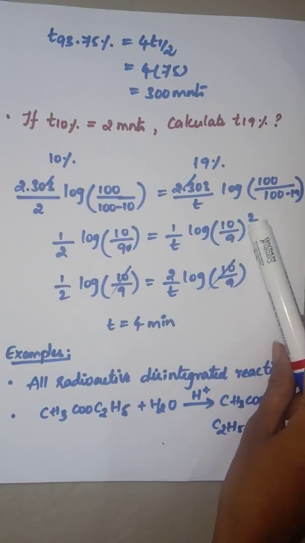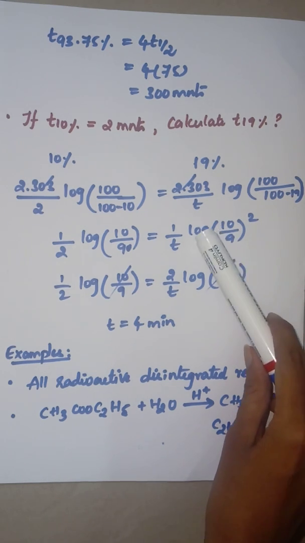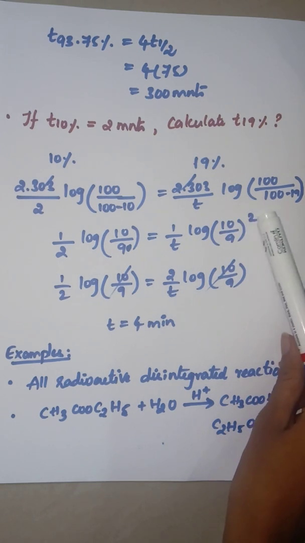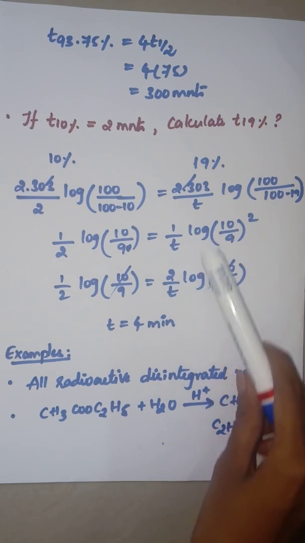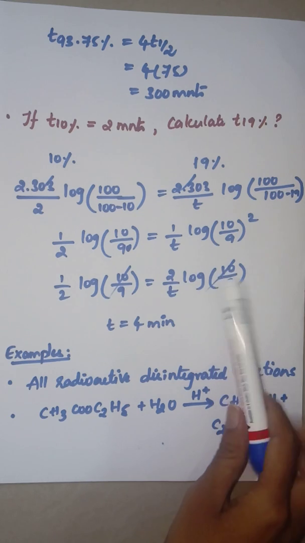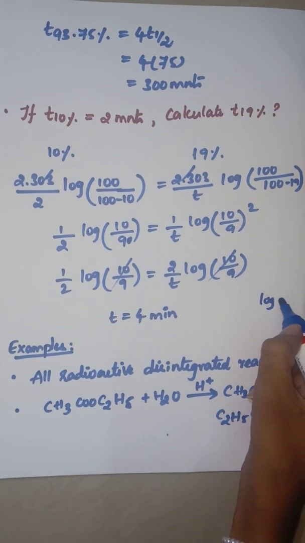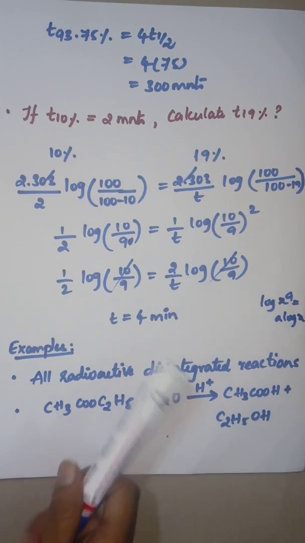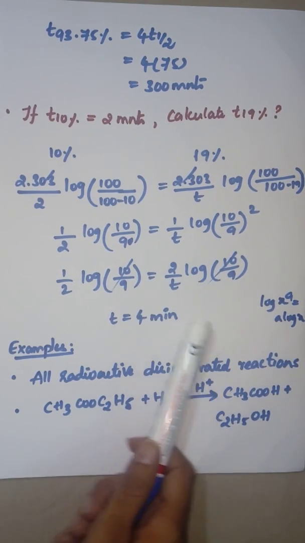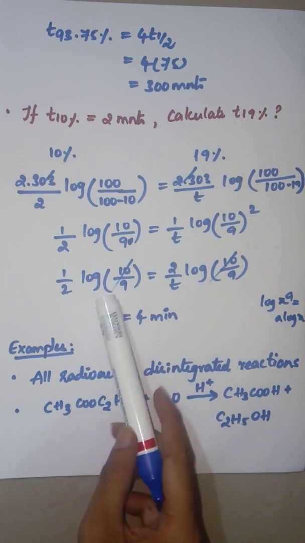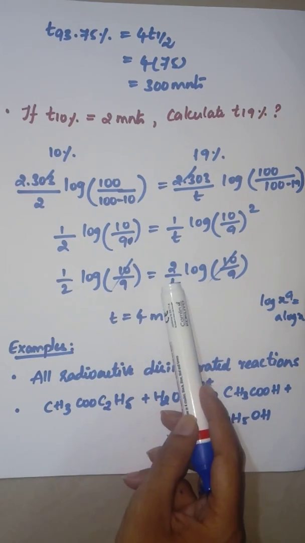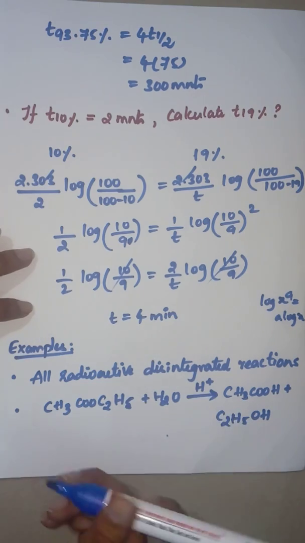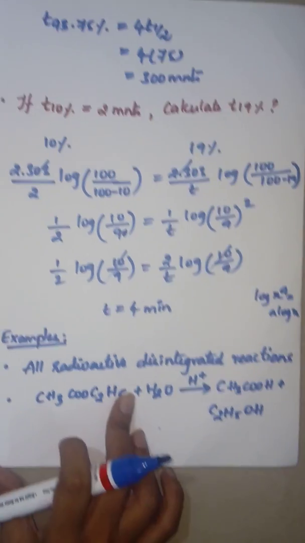So 10 by 9 I have written, that is 9 square is 81, 10 square is 100. So the whole square I have written, and this can be written as log x power a. Yeah, x power a. The constant will come to the front, right? That is log x^a is equal to a log x, right? So this will become 2 log 10/9. Now this gets cancelled, and 1/2 is equal to 2/t. So t comes out to be 2 into 2, 4 minutes. This is another way you may get in the exam, right?